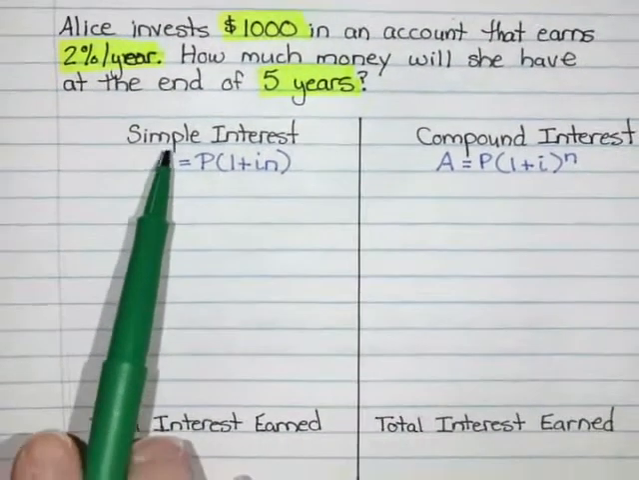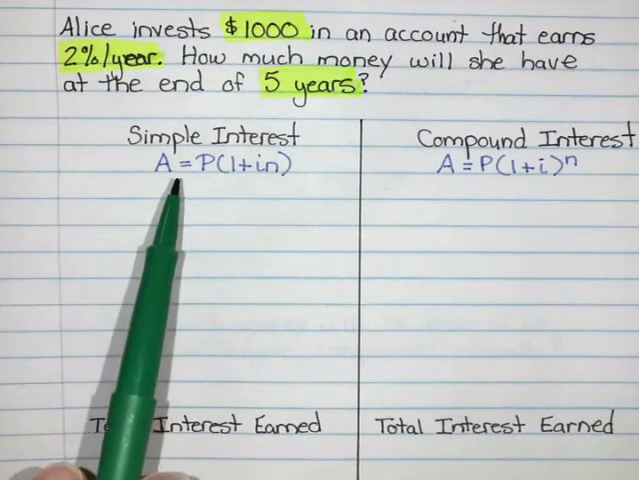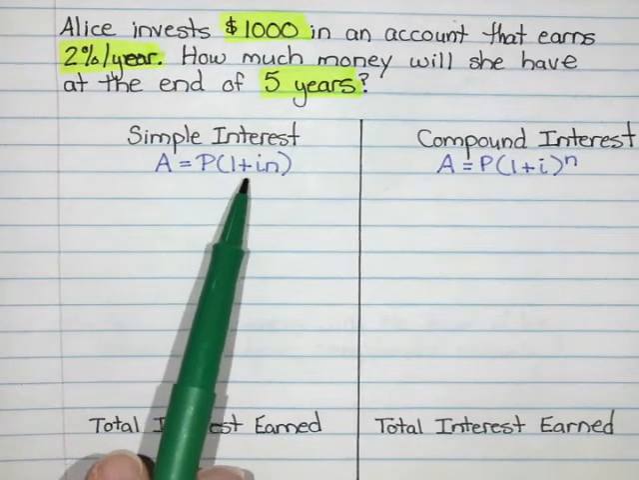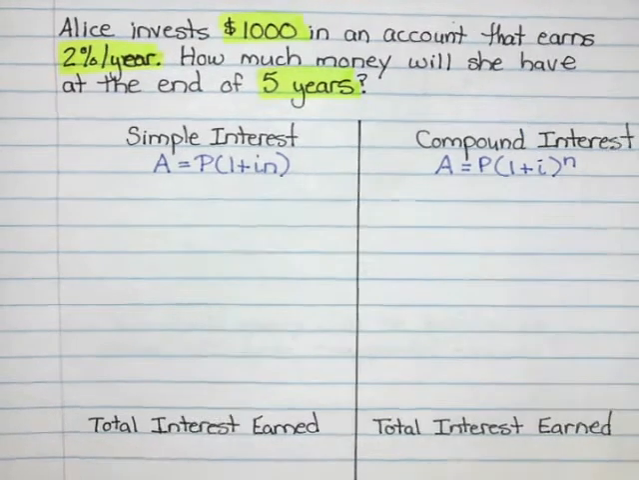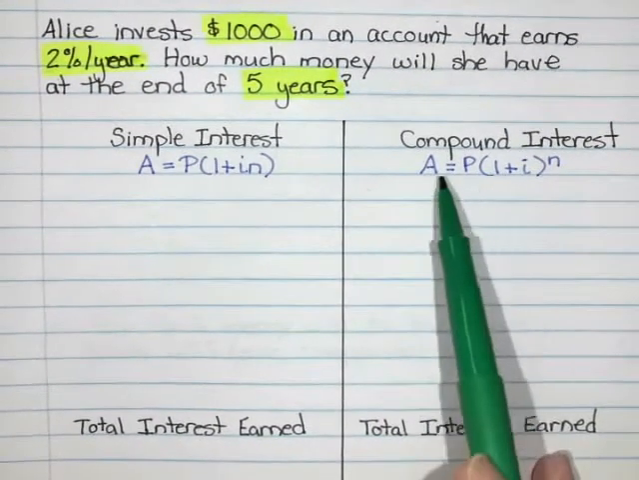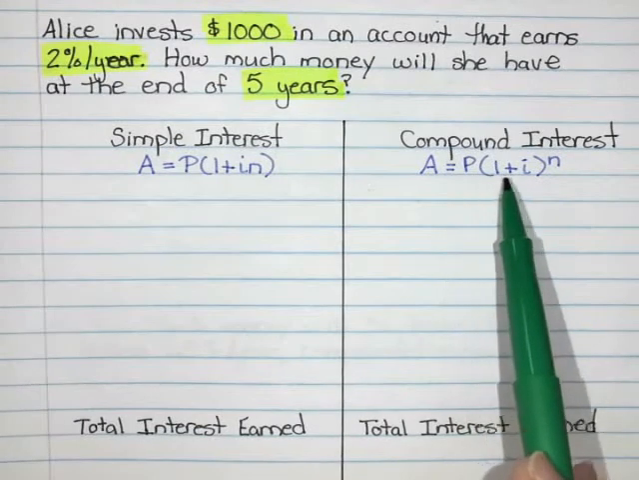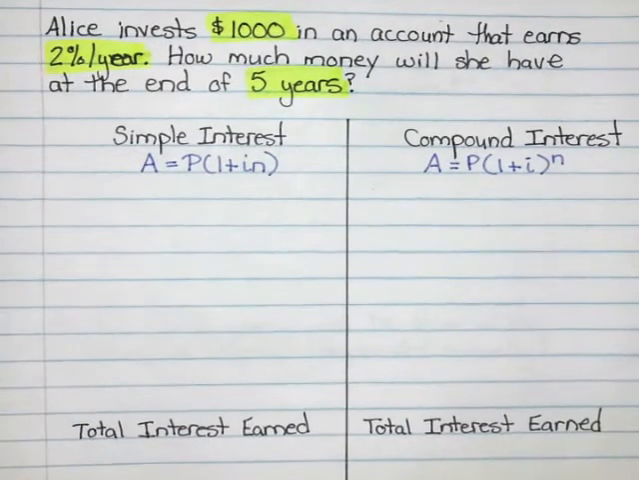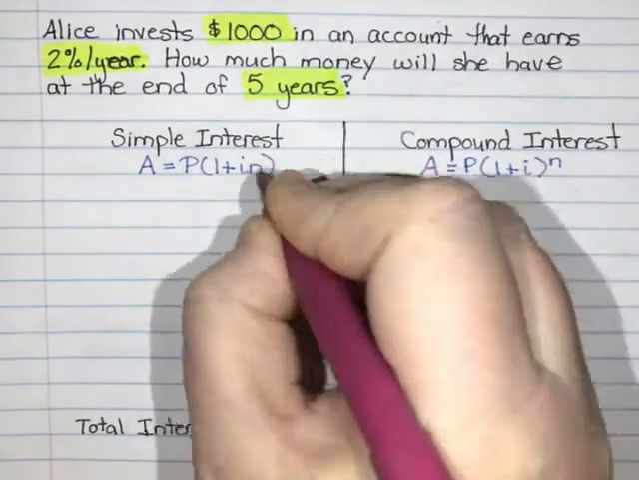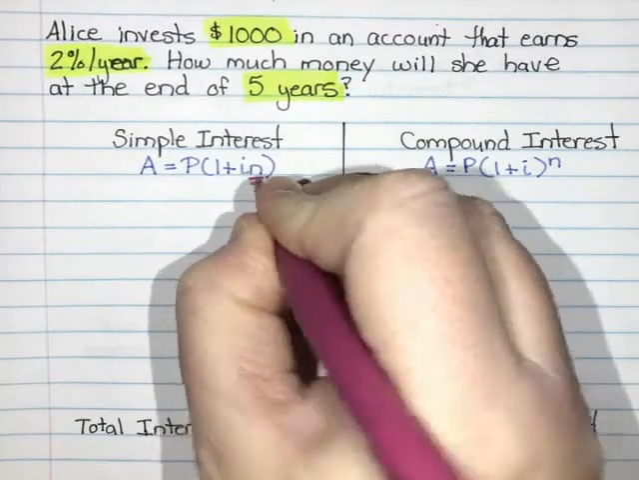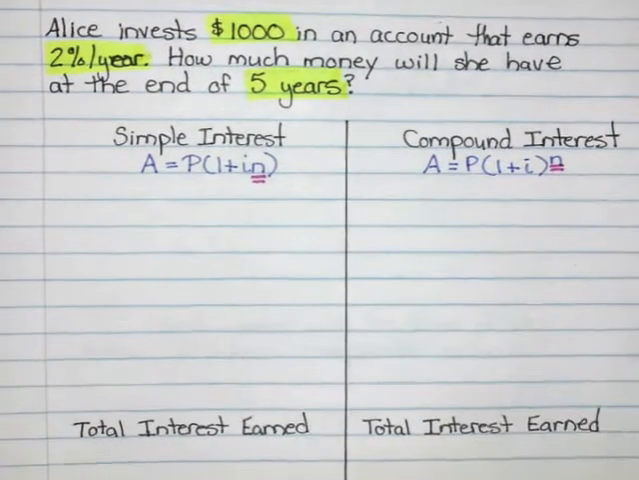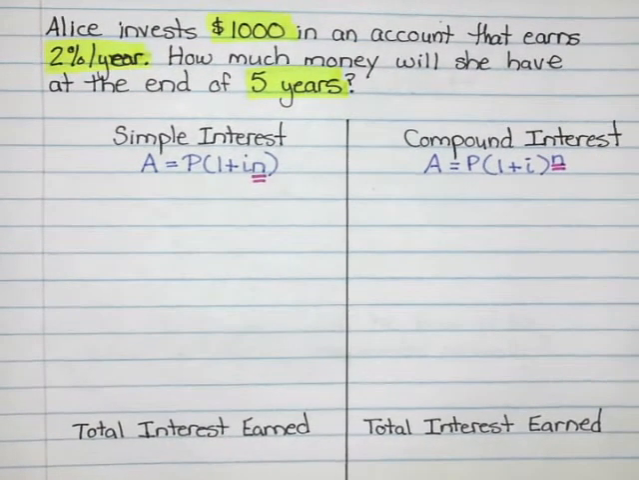So the formula for simple interest is A, final amount, equals P, your principal or your starting amount, times 1 plus I times N. The compound interest formula is A equals P times 1 plus I to the power of N. So the thing that's different in the formulas is the N. In simple interest, we are multiplying by N, and in compound interest, the N is actually an exponent. But it's all the same letters and very similar formulas.